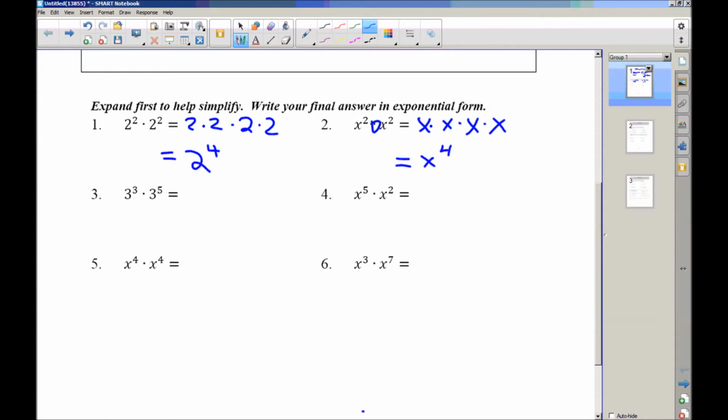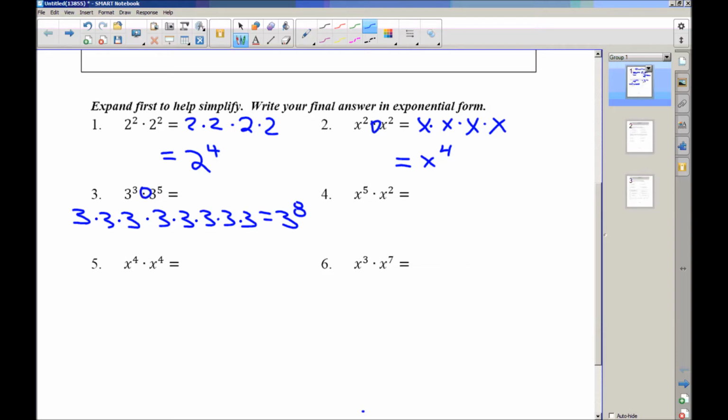And number 3, let's expand this out. So number 3 is 3 times 3 times 3. Then we have multiply in between. And then we have 3 times 3 times 3 times 3. So there are 8 3's now. So we rewrite in exponential form is 3 to the 8th power.